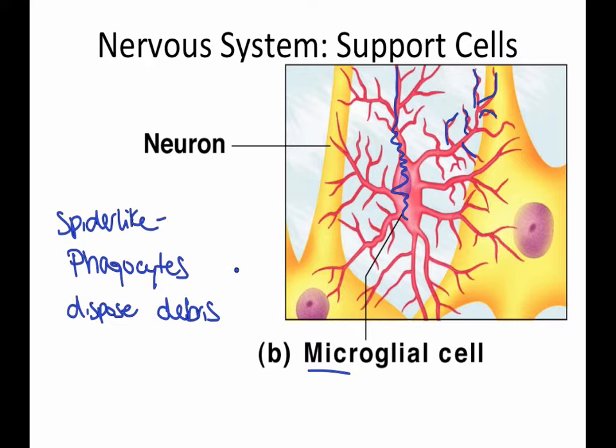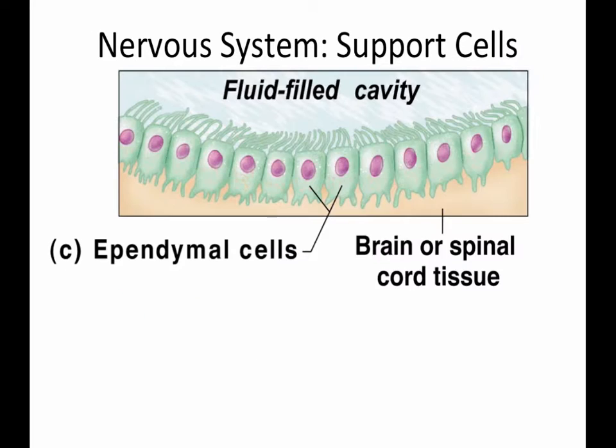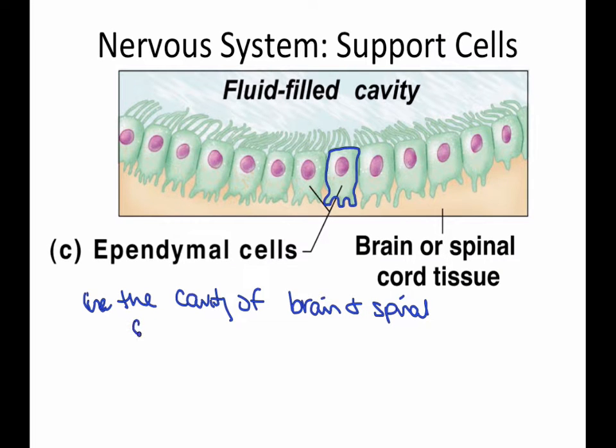Okay, then we move on to the ependymal cells. Remember, I'd like you to color one. If it helps you to color all of them, then for sure go ahead and do that. These cells are going to line the cavity of the brain and spinal cord. And it's also going to circulate cerebrospinal fluid.